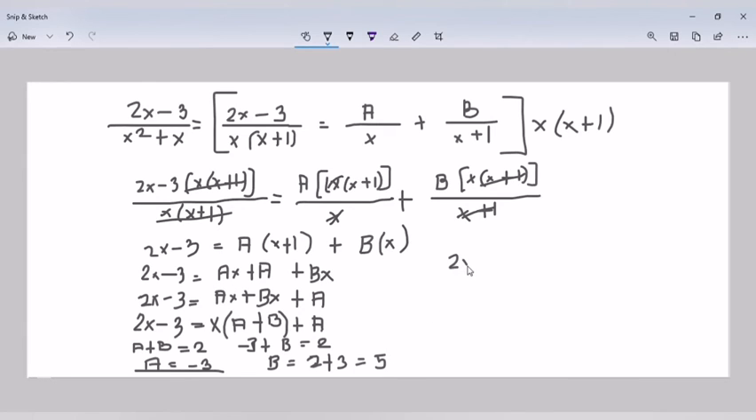Now we can get our fractions for 2x minus 3 over x squared plus x. So equate it to the value of a over x, which is negative 3 over x, plus the value of b, which is 5 over x plus 1.